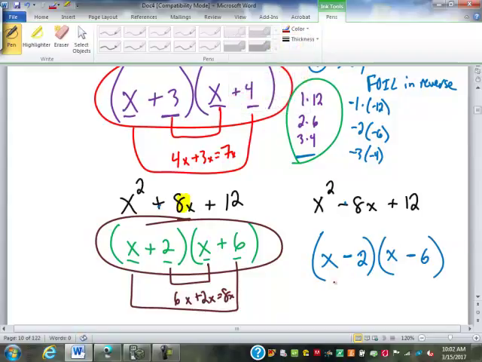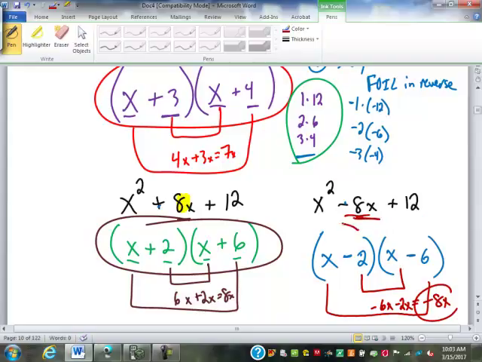So now when I double check this on the outside, x times negative 6 is negative 6x. On the inside, negative 2 times x is negative 2x. Negative 6 and negative 2 make negative 8x, which is what that middle is. It's negative 8x. Yep.